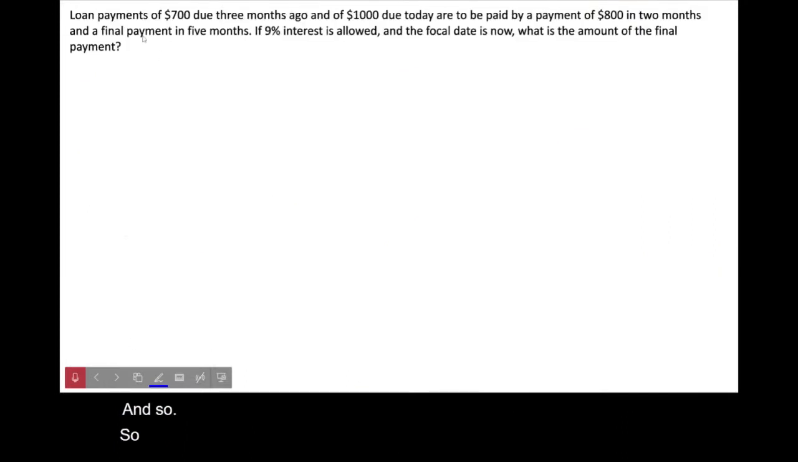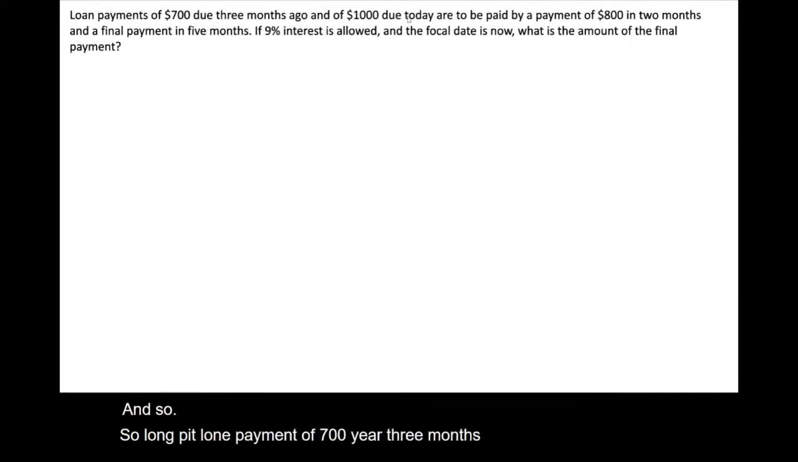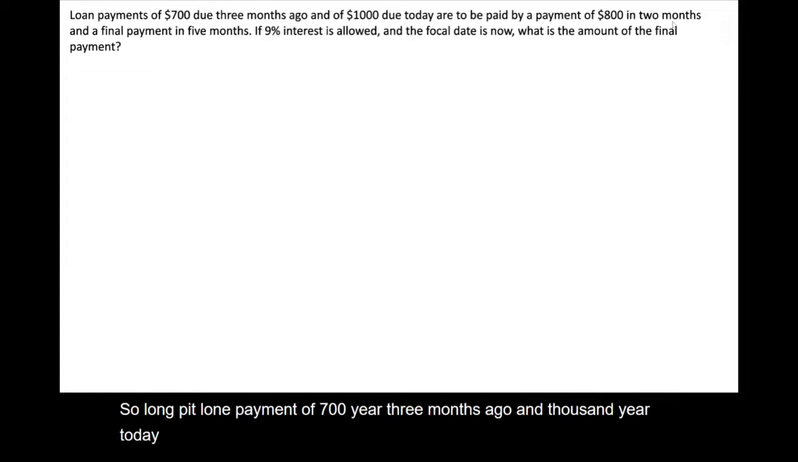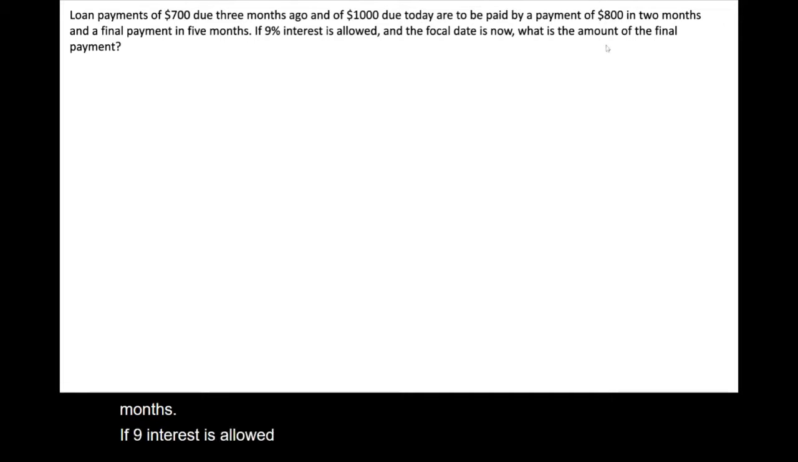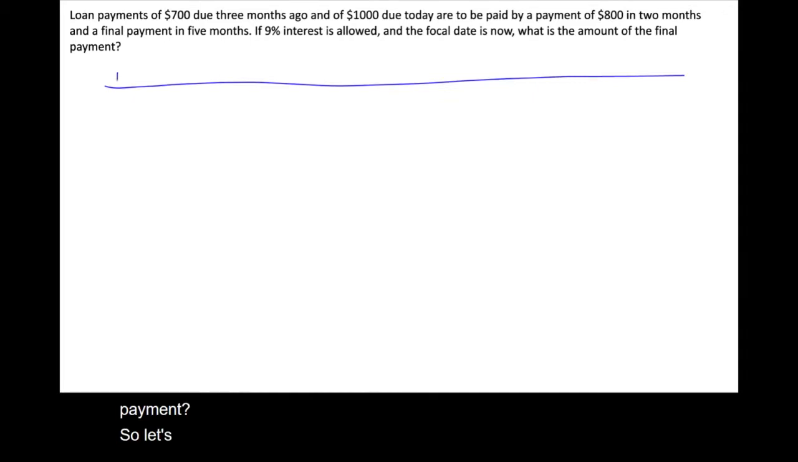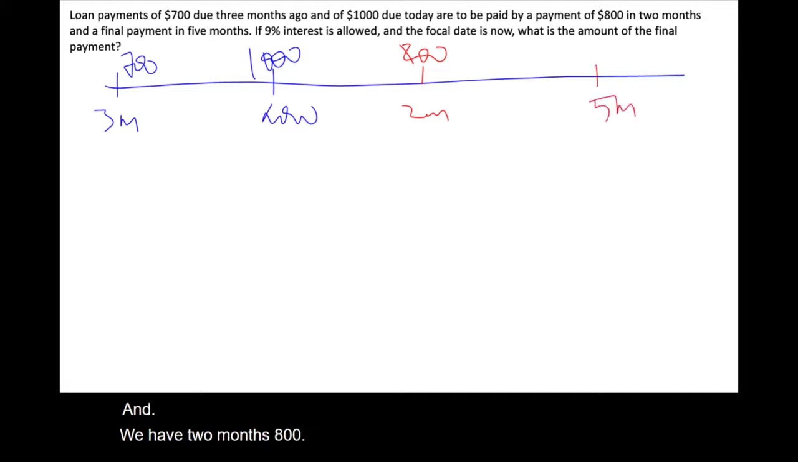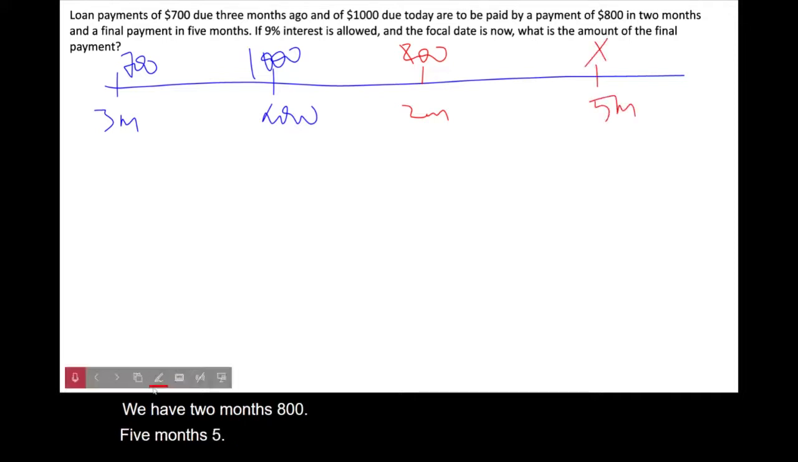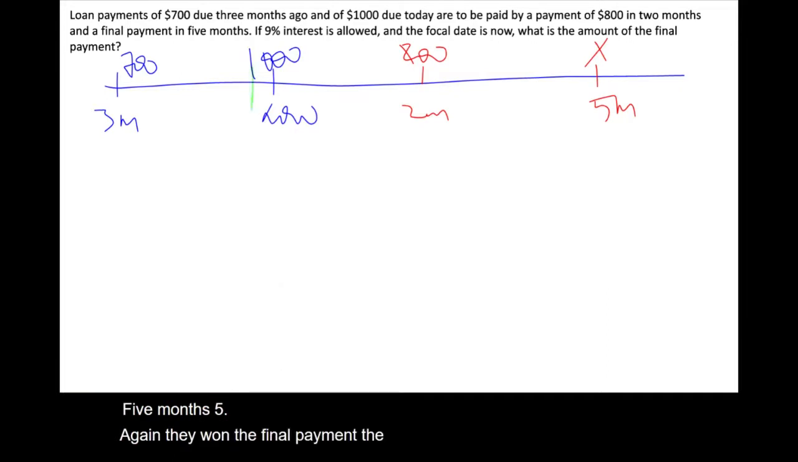Loan payment of 700 due 3 months ago and 1,000 due today are to be paid by payment 800 in 2 months and final payment in 5 months. If 9% interest is allowed and the focal date is now, what is the amount of the final payment? So let's do it: 3 months, 700; now, $1,000; 2 months, 800; 5 months, final payment. Again, they want the focal date now.